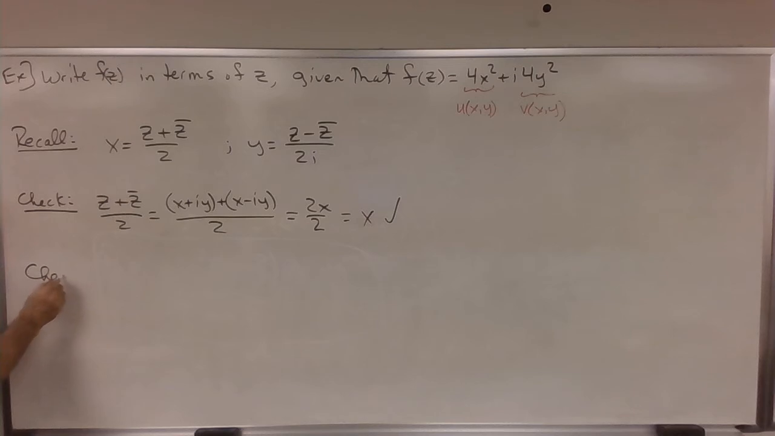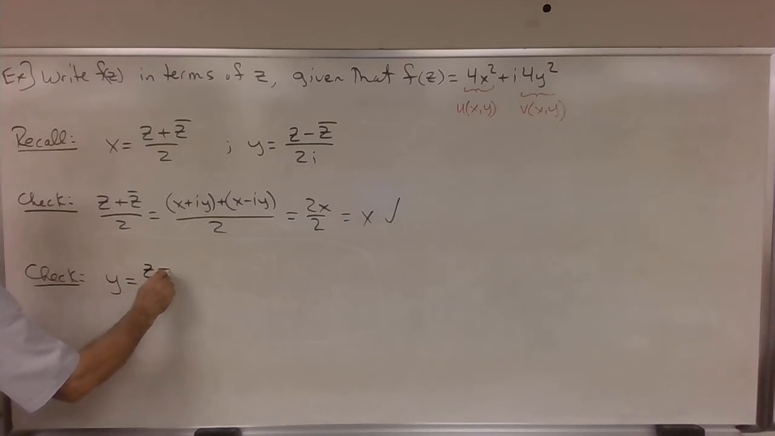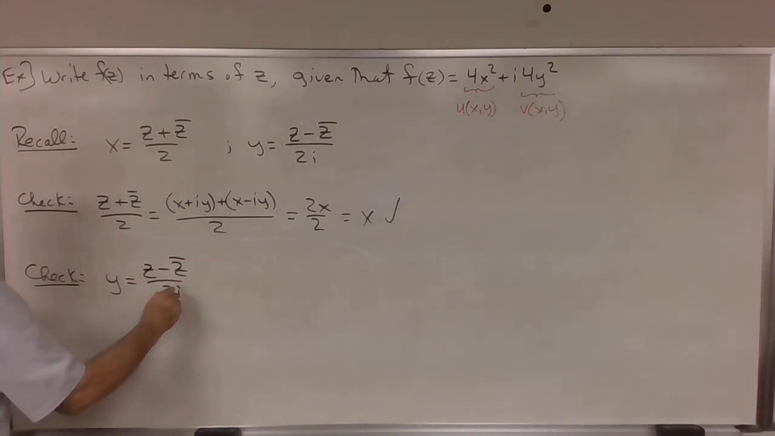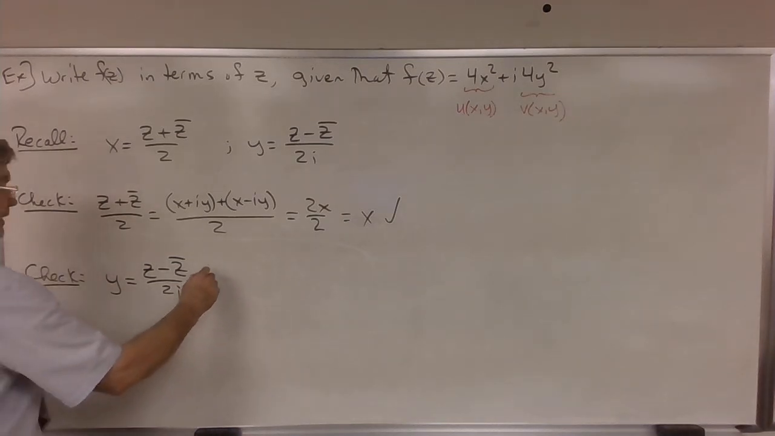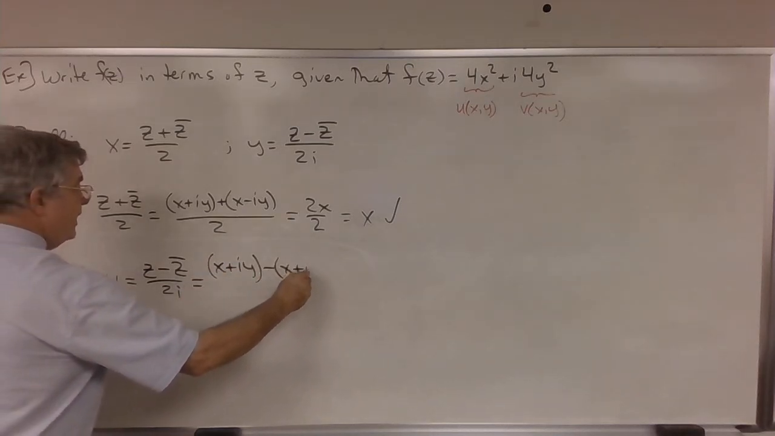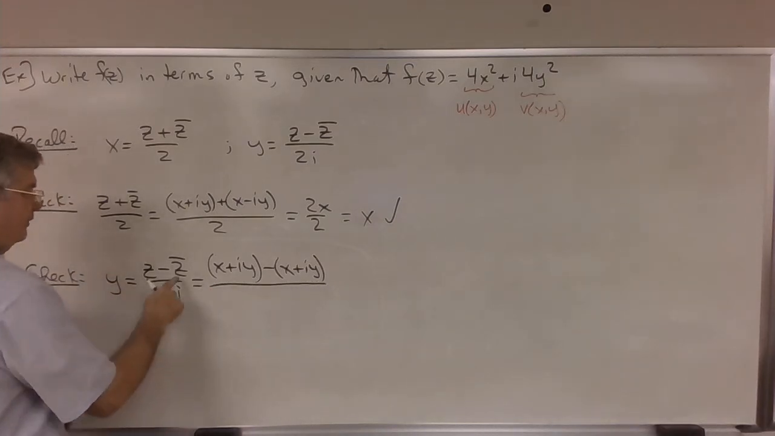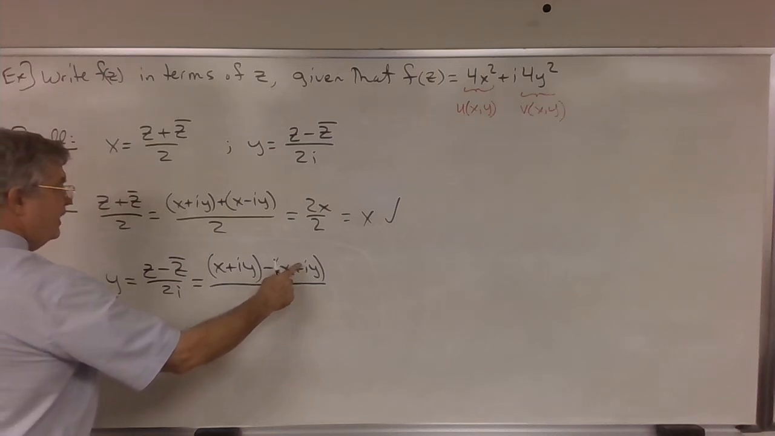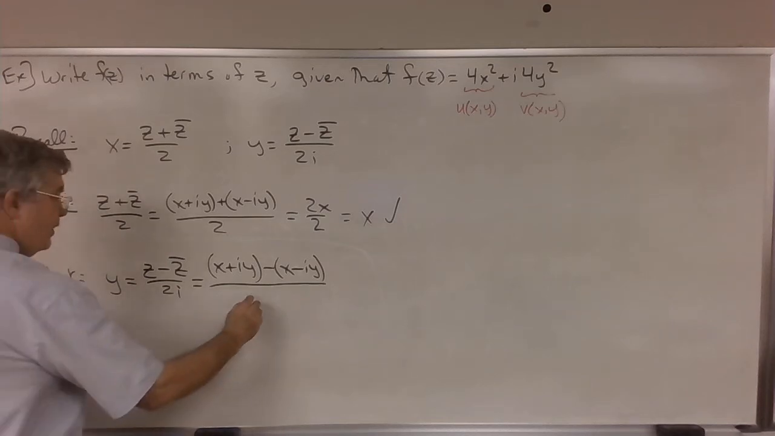And let's make sure the other one does. I'm pretty sure I remember this correctly, but sometimes I do, sometimes I don't. z minus z conjugate over 2i. I usually forget the i here. So let's see, x plus iy minus, z conjugate, x minus iy, over 2i.